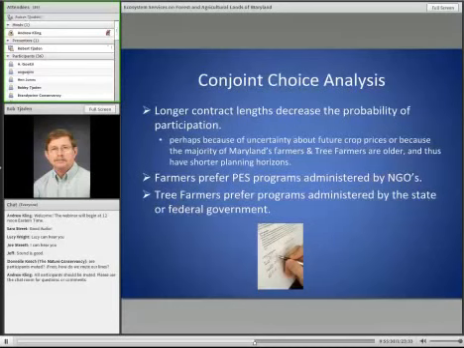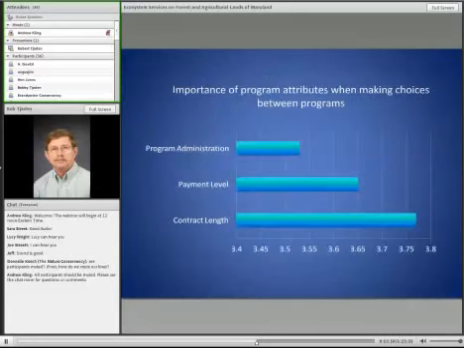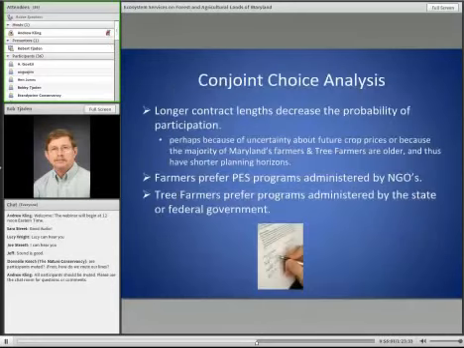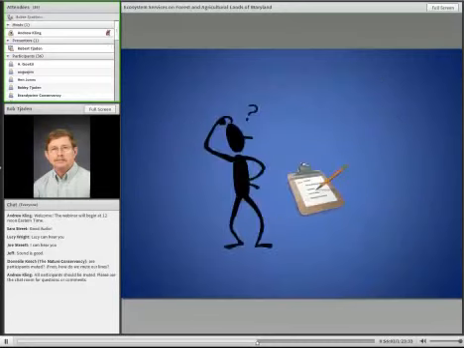Tree farmers, on the other hand, prefer programs administered by the state and the federal government. They apparently have really good working relationships with the state and the federal organizations currently. Now when we asked them, of all these variables, contract length, program administration, and payment level, what was most important to them when making their choice? Contract length came out the most important.